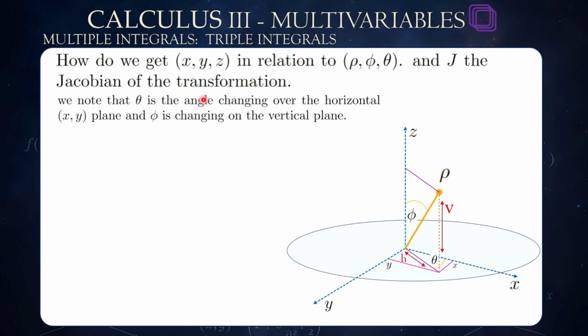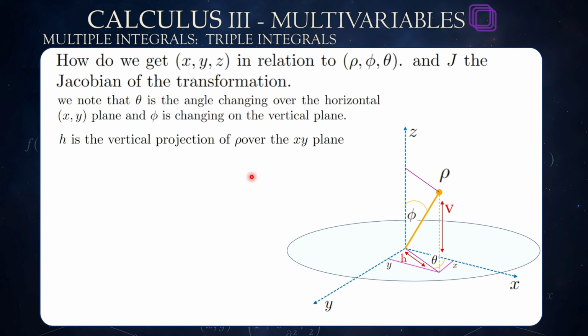How do we get x, y, z in relation to ρ, φ, θ, and J, the Jacobian of the transformation into spherical coordinates? We note at first that θ is the angle changing over the horizontal xy plane and φ is changing on the vertical plane.